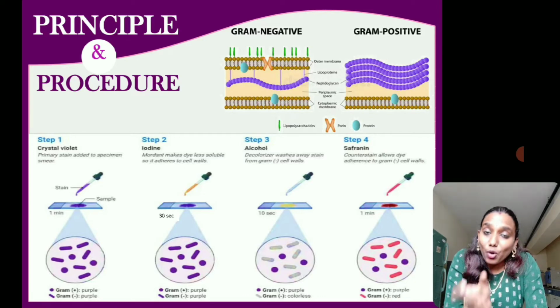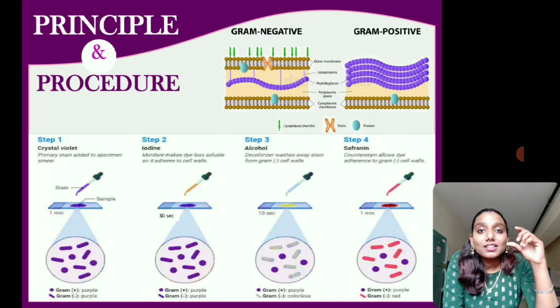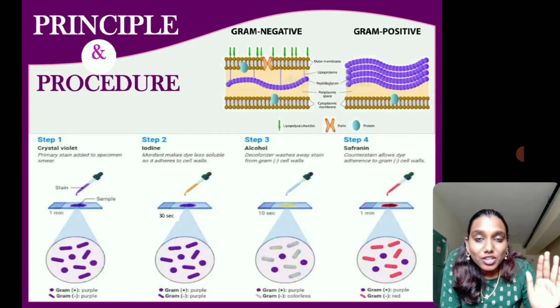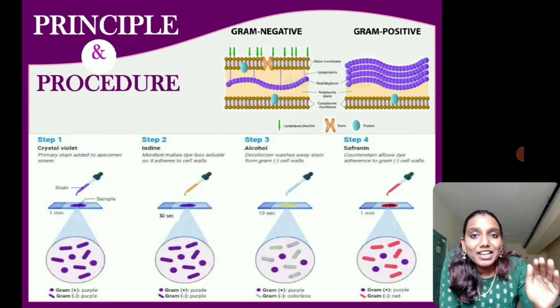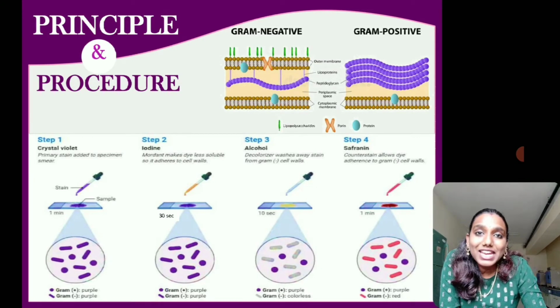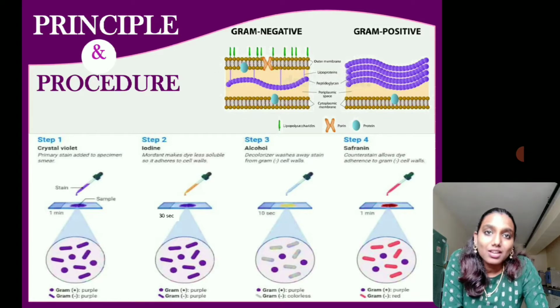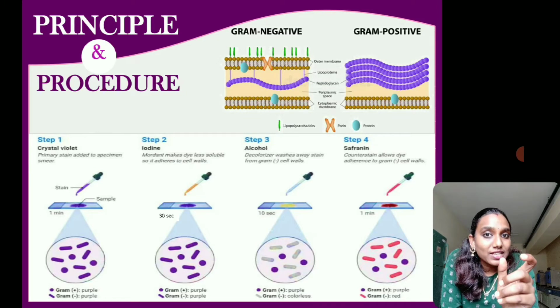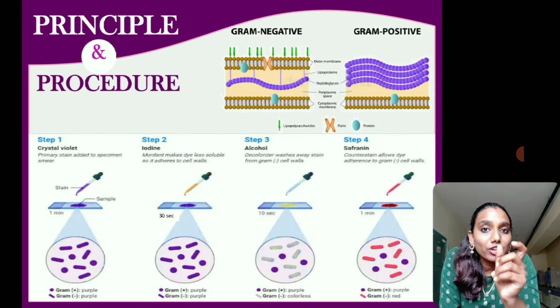Whereas in gram-positive bacteria, there is a thick peptidoglycan layer which will not get dissolved. Therefore, the crystal violet iodine complex will remain intact onto the cell wall of gram-positive bacteria. So here we have to do this for about 10 seconds. The decolorization is only for 10 seconds.